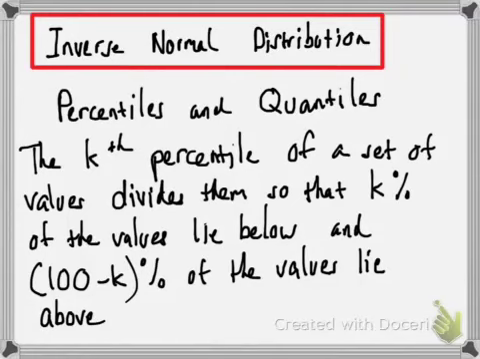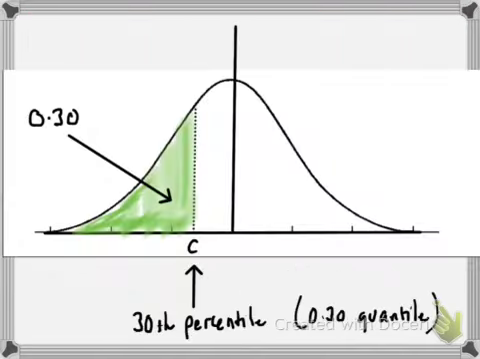This next video here is about the inverse normal distribution. Before we start, I want to talk about percentiles and quantiles. The kth percentile of a set of values divides them so that k% of the values lie below and 100 minus k% of the values lie above. Wow, what does that mean? Demonstration.